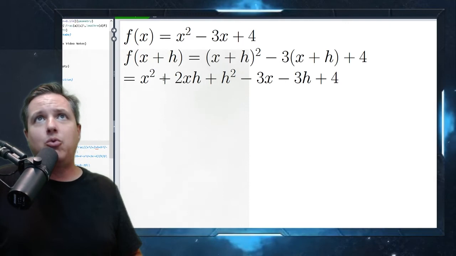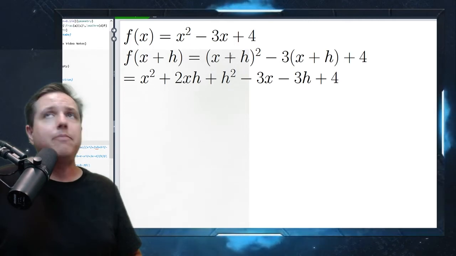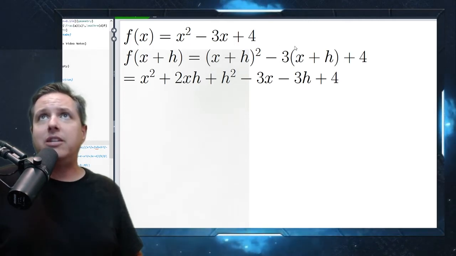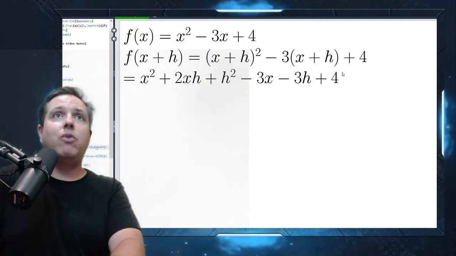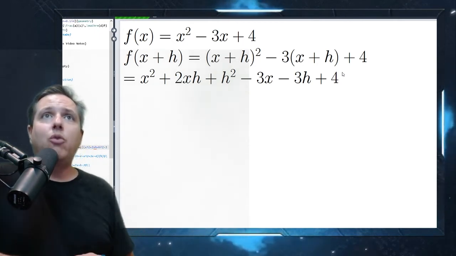So this here, x squared plus 2xh plus h squared, is just this when you FOIL it out, okay? Now over here, we're going to distribute the minus 3 into the x plus h, giving us negative 3x minus 3h. And then, of course, the plus 4 just becomes plus 4. So now we want to take the next step.